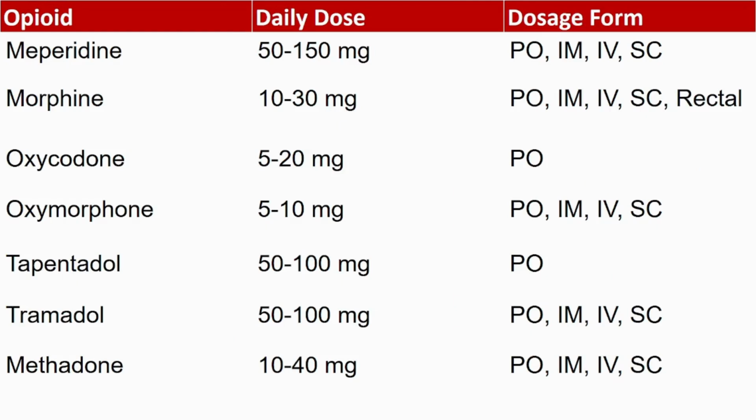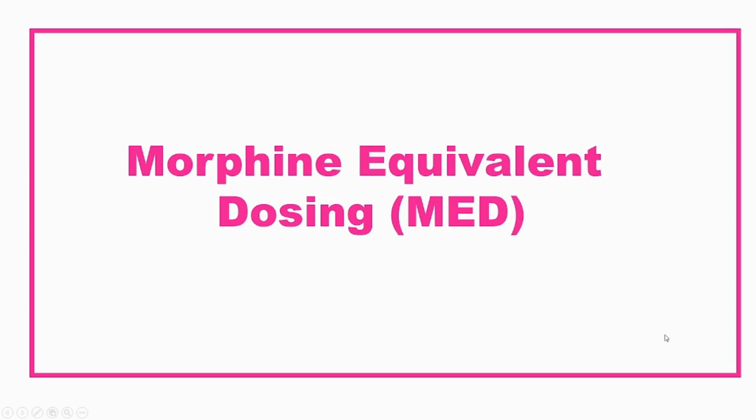Other popular dosage forms are meperidine, which comes as injections and oral, and of course morphine, which comes as injections, oral, and also subcutaneous and rectal preparations. Oxycodone primarily comes in oral dosage form, and tramadol also comes in oral and injections.